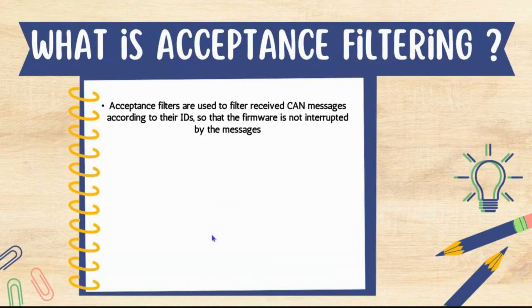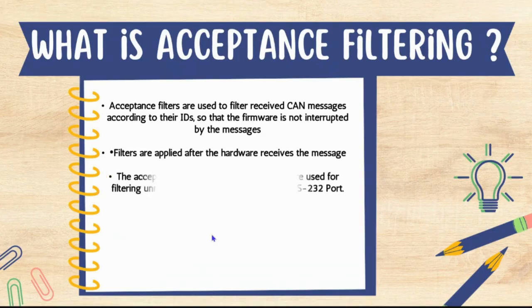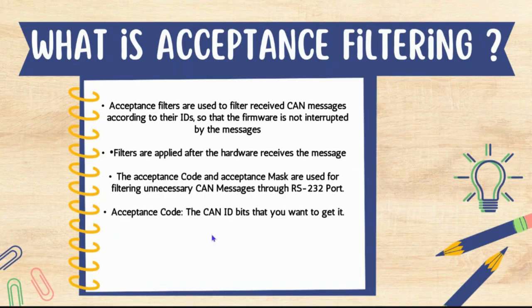What is acceptance filtering? Acceptance filtering is used to filter the received CAN messages according to their ID, so the firmware is not interrupted by the messages. Filters are applied after the hardware receives the messages. The acceptance code or acceptance mask is used for filtering unnecessary CAN messages to the RS-232 port. Acceptance code is the CAN ID bits that you use to get it. Acceptance mask is the CAN ID bits that you want to filter.